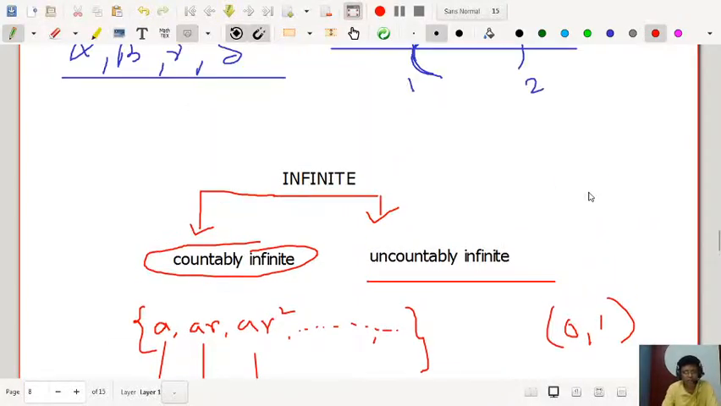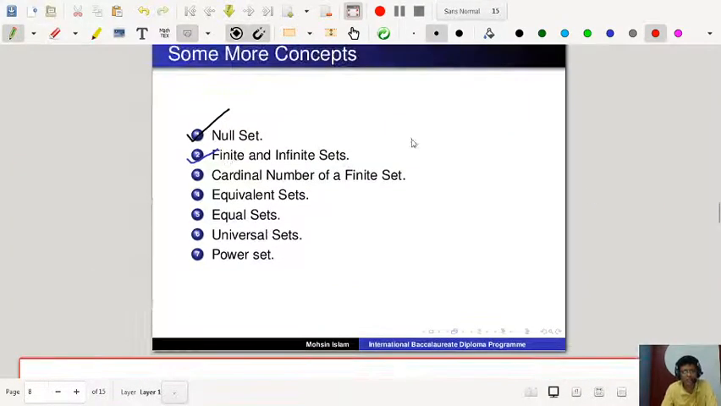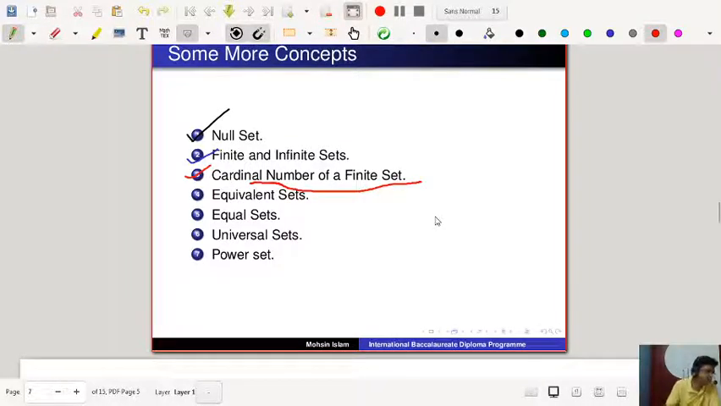Got it, my dear students? So that is the concept of finite and infinite set. Let me go to the cardinal number. If you are talking about a finite set, we have to talk about the cardinal number of a finite set. What is a cardinal number? Cardinal number means the number of elements in the set. The number of elements in the set.